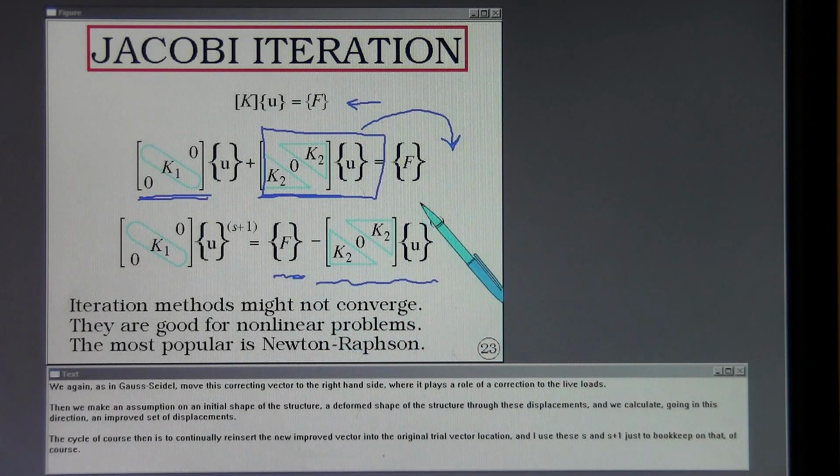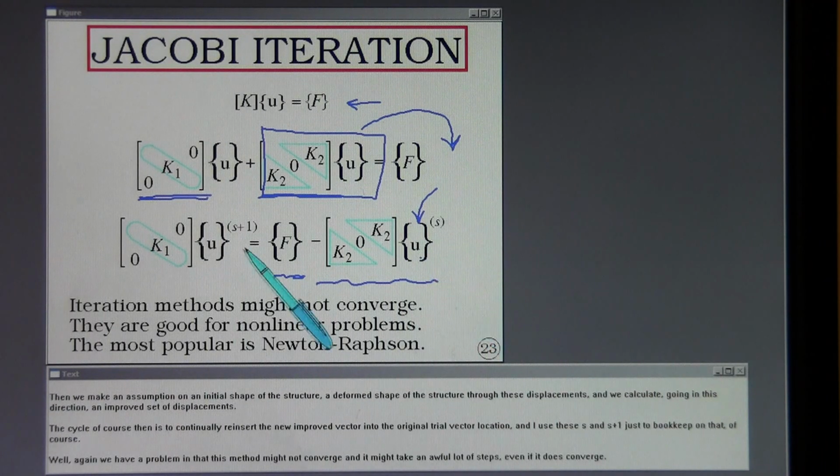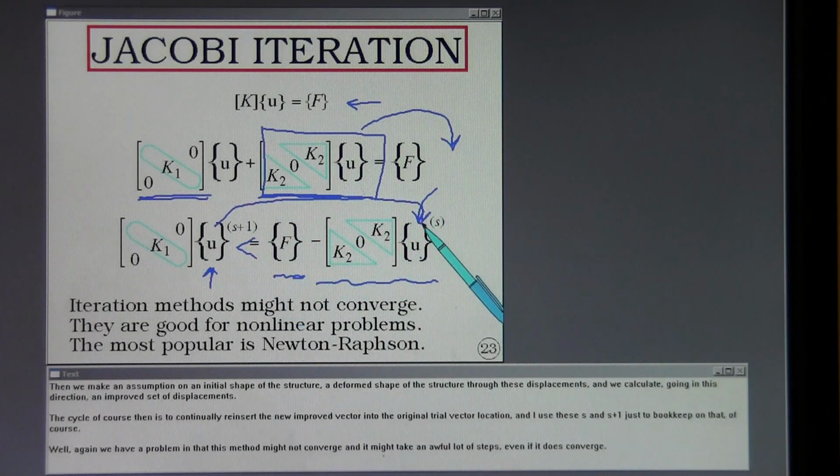Then we make an assumption on an initial shape of the structure, a deformed shape of the structure through these displacements, and we calculate, going in this direction, an improved set of displacements. The cycle, of course, then is to continually reinsert the new improved vector into the original trial vector location. And I use these indices S and S plus 1 just to bookkeep on that, of course.